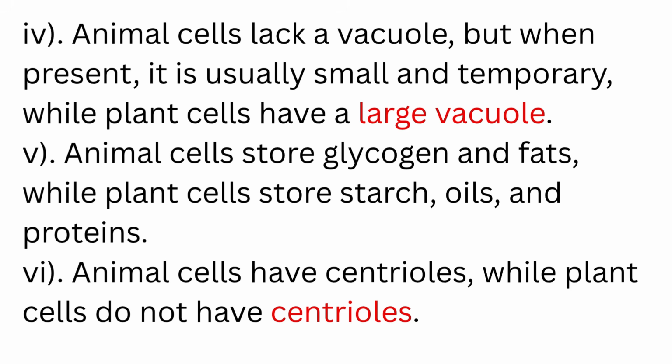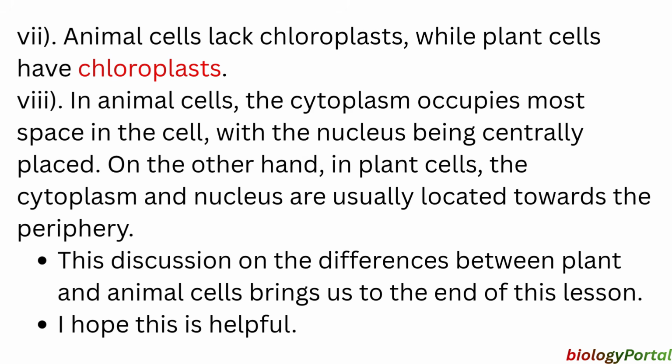6. Animal cells have centrioles, while plant cells do not have centrioles. 7. Animal cells lack chloroplasts, while plant cells have chloroplasts. 8. In animal cells, the cytoplasm occupies most space in the cell, with the nucleus being centrally placed. On the other hand, in plant cells, the cytoplasm and nucleus are usually located towards the periphery. This discussion on the differences between plant and animal cells brings us to the end of this lesson.